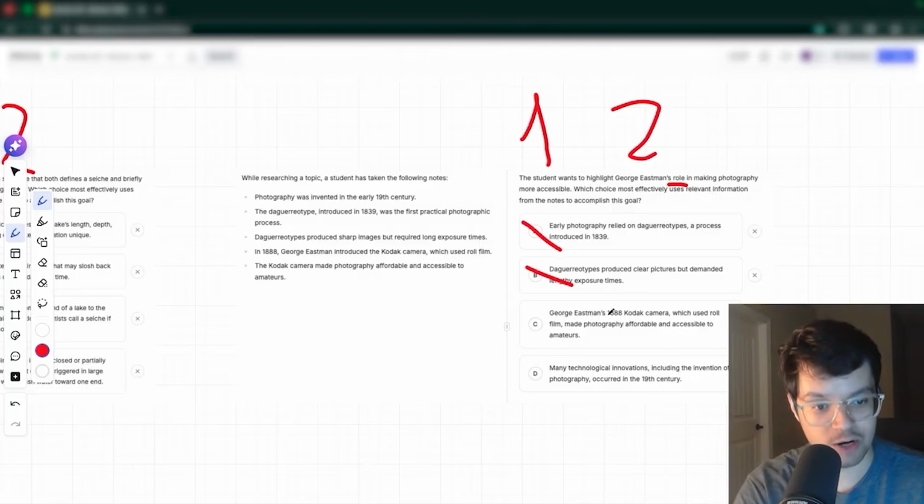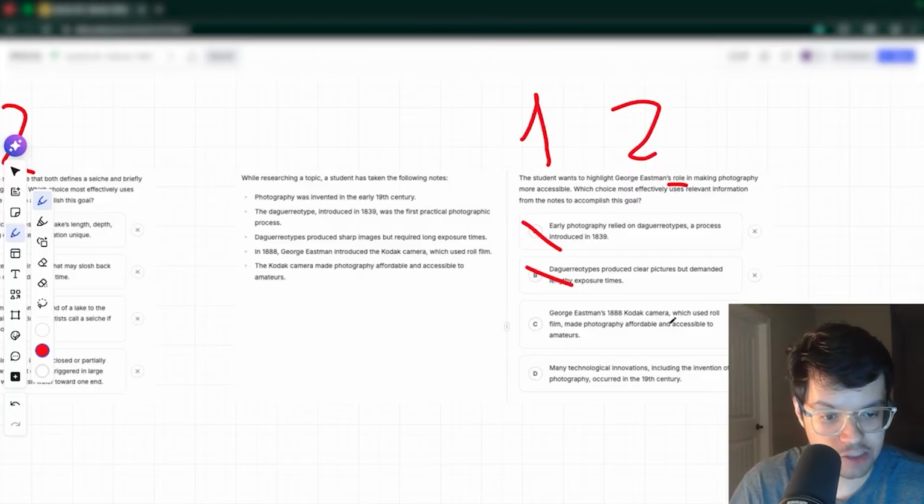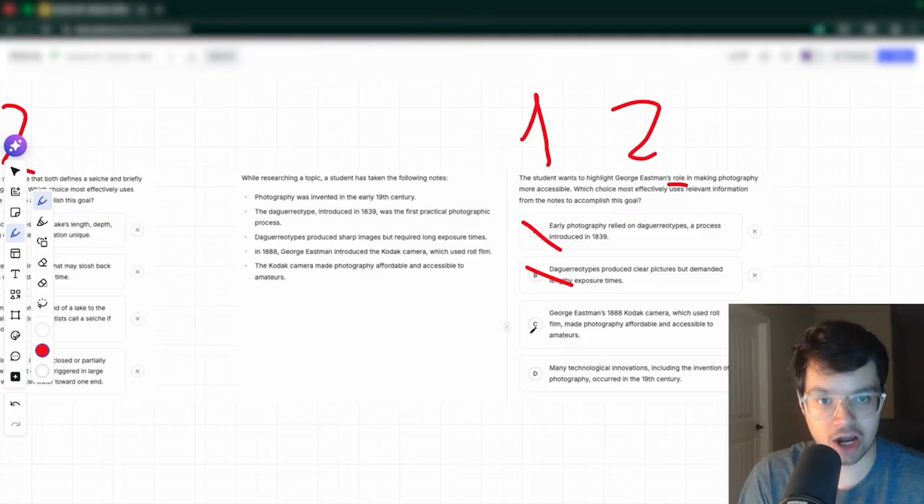We say George Eastman, what he did, which is make the Kodak camera, and it made photography more accessible and affordable. So yeah, it does the thing. So C definitely looks right here, but I would definitely check on D just to make sure, because again, we're looking for the best choice. So if D is a little bit better than C, even though C is strong, we'd have to go for D. D, many technical innovations, including the invention of photography, occurred in the 19th century.